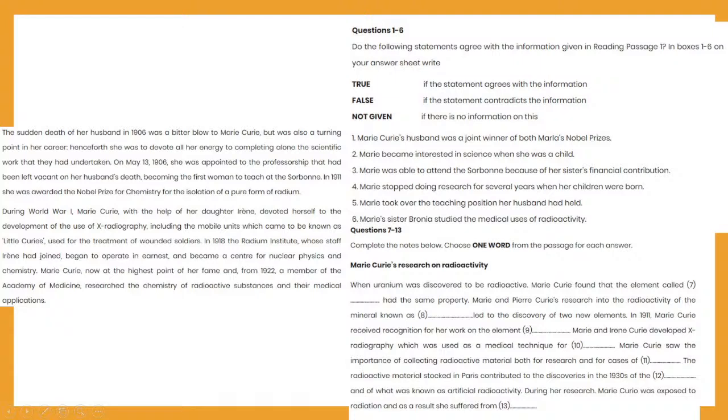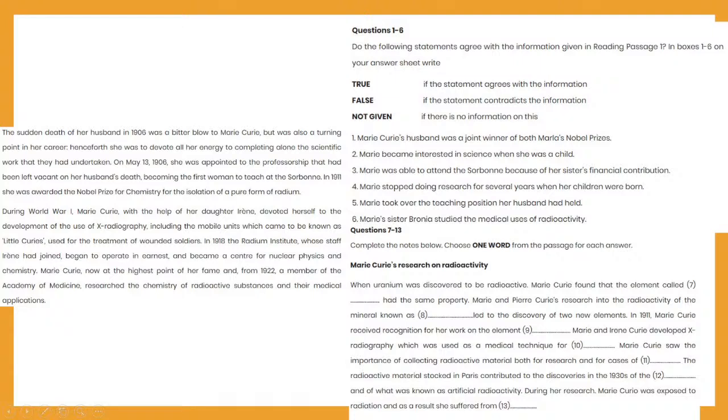During World War One, Marie Curie, with the help of her daughter Irene, devoted herself to the development of the use of X radiography, including the mobile units, which came to be known as Little Curies, used for the treatment of wounded soldiers. I think we have got one more answer. Let's see.